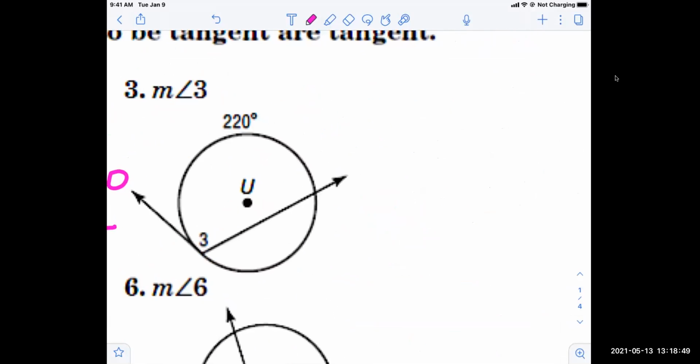Okay, where's the vertex of the angle? Miranda, where's the vertex? On the circle. Okay, so how do you use the 220? Okay, so this angle is how much?